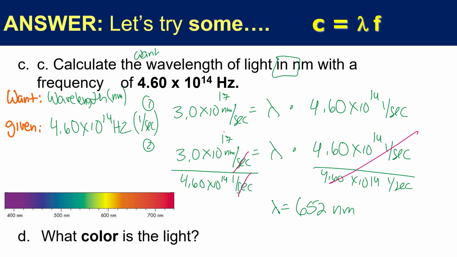So let's now look over here. 652 nanometers. This is 620, 640, 660, 680. So 650 is somewhere here. What color does that look like? That is orange light. And that is how we do simple light calculations.